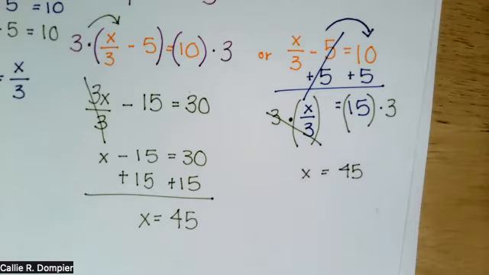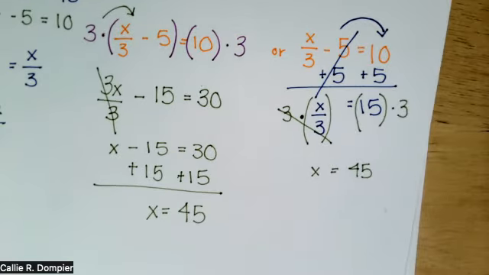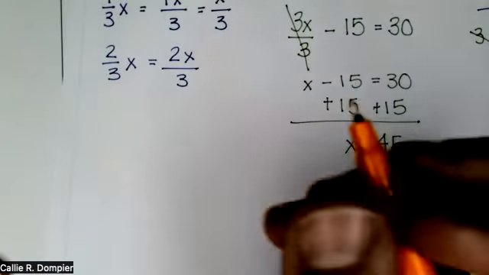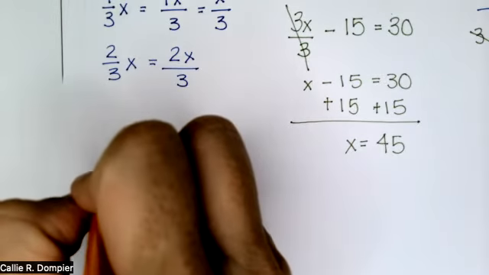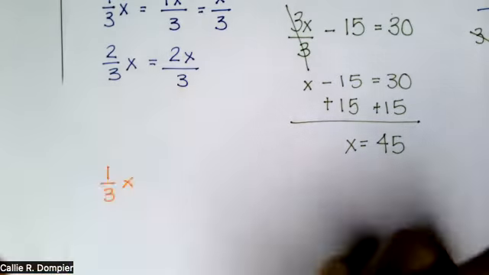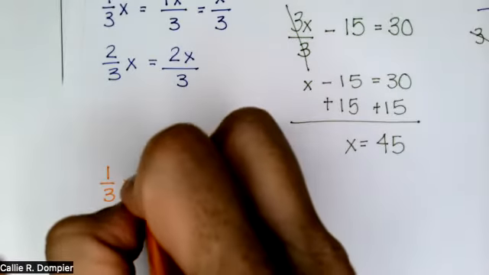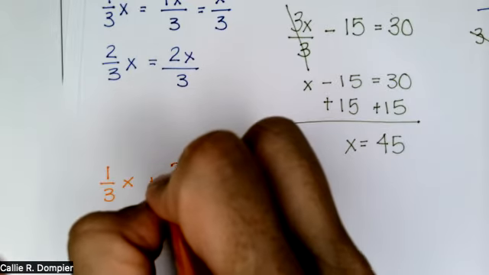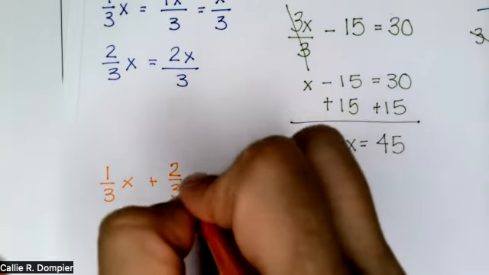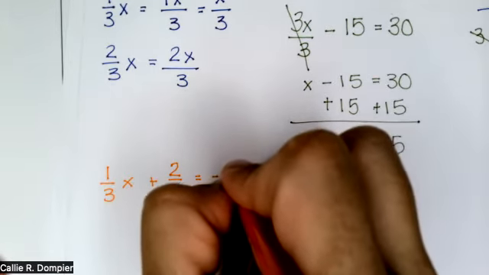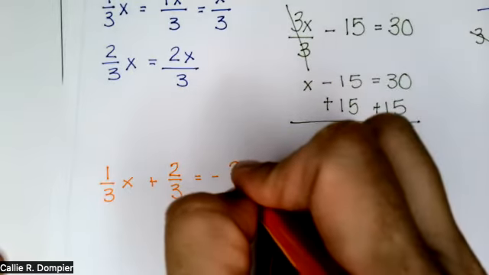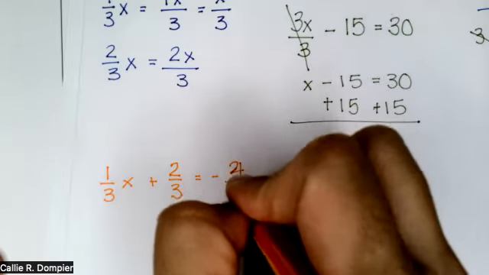I'm going to give you an even harder one. I'm going to give you 2 more harder ones about the fractions. I know I'm really dragging out 2.1. I apologize. This one is 1/3 x plus 2/3 equals negative 4/3.